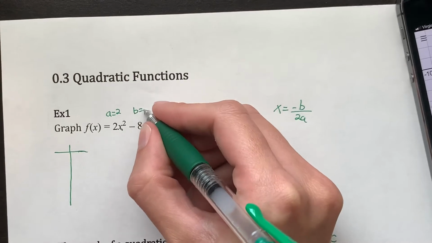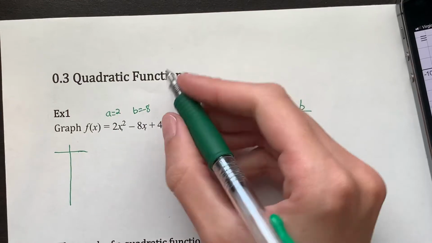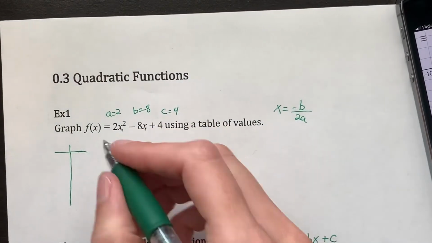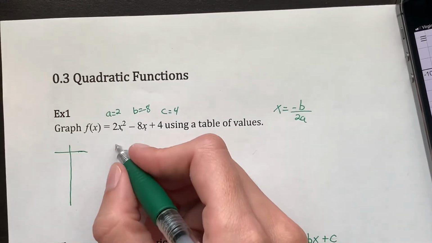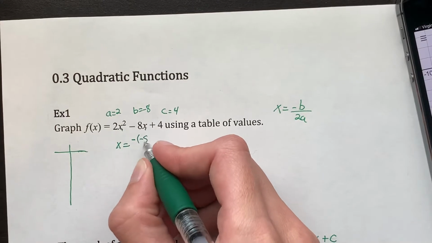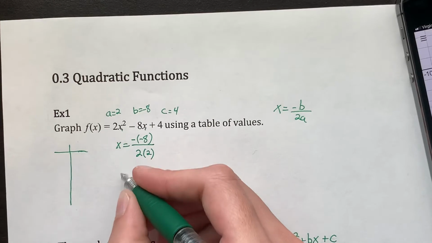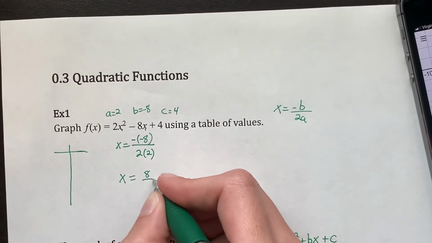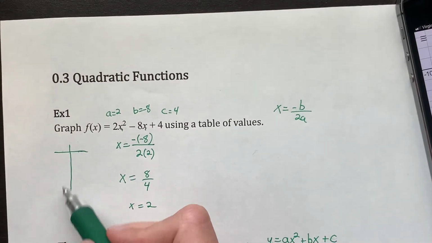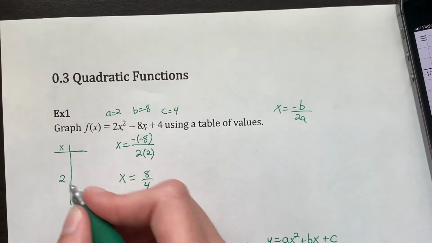B is my second one, the one that goes with the x. So a goes with the x squared, b goes with the x, and c goes by itself. So if I want to do negative b over 2a, I'm going to have right here x equals negative 8 over 2 times 2, or x equals 8 over 4, which means x equals 2. I'm going to go in the center of these x values, up and down, and put a 2 here.